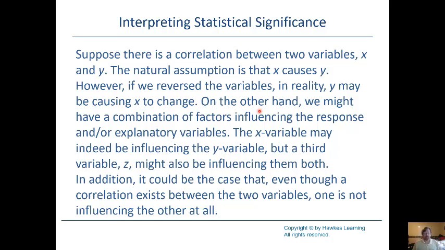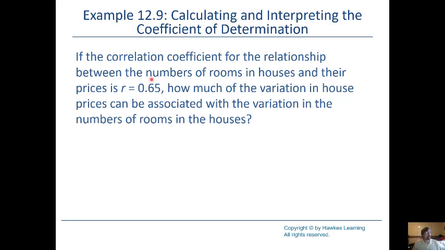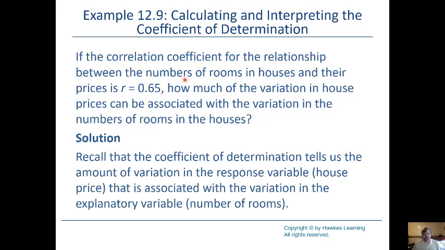Okay, so the next thing we want to talk about is the coefficient of determination. It's a measure of the amount of variation in the response variable that can be associated with variation in the explanatory variable. So if the correlation coefficient is 0.65, how much of the variation in house prices can be associated with variation in the number of rooms per house? If we're looking at rooms and price, the coefficient of determination tells us that variation.